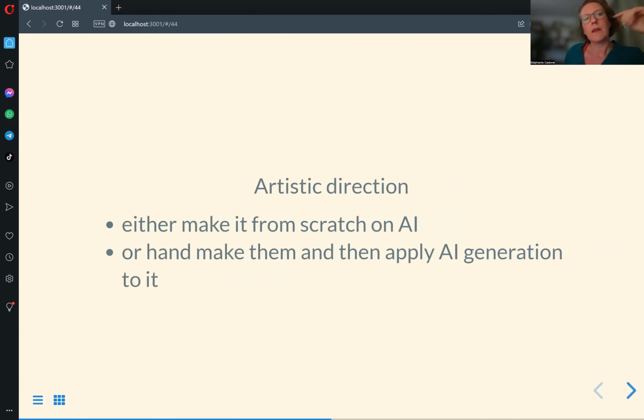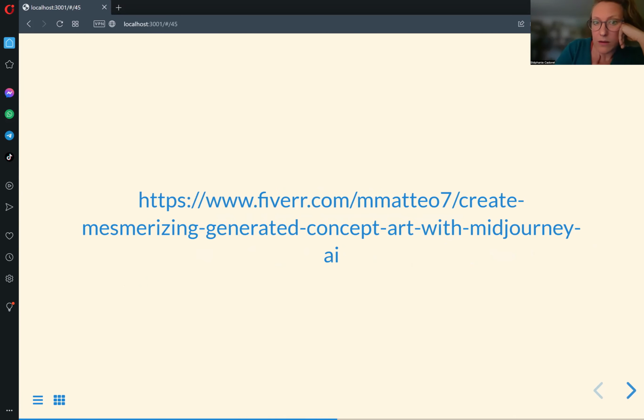So we can either make artistic direction from scratch and then enhance it with AI, or we can ask for serendipity by making it with AI, or we can hand make them and then apply AI generation to it. By the way, right now, writing the right prompt is already a job. This is an ad on Fiverr for a guy who does that.